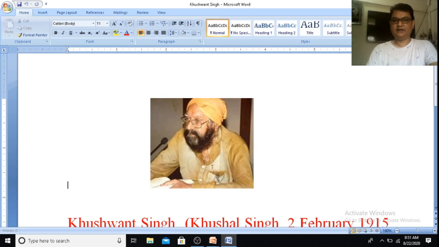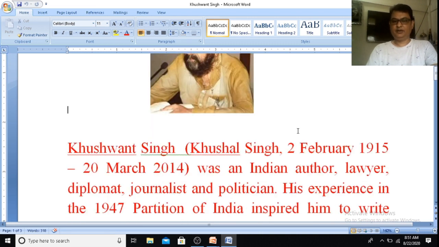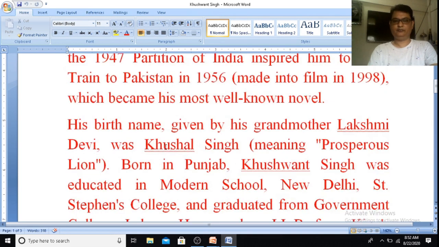Now, Khushwant Singh is a famous Indian English writer. This is the photograph of Khushwant Singh. He was an Indian author, lawyer, diplomat, journalist, and politician. His experience in the 1947 partition of India inspired him to write Train to Pakistan in 1956, which became his most well-known novel. One important piece of information is that this particular novel was made into a film in 1998 and it was well appreciated by everyone.